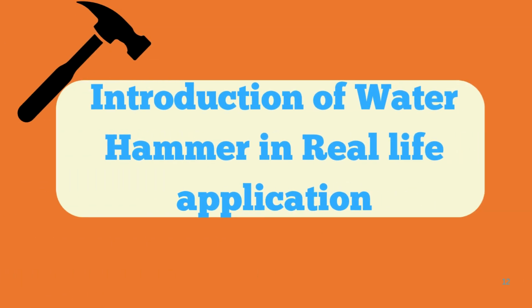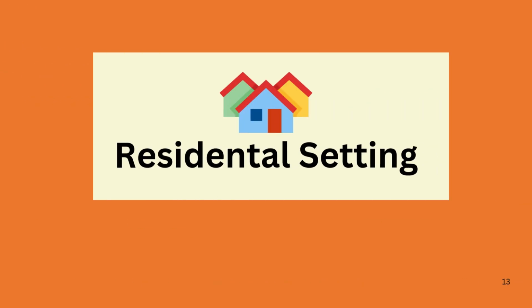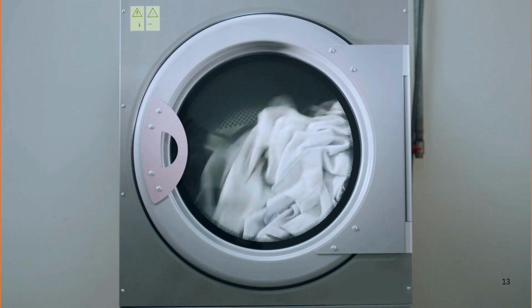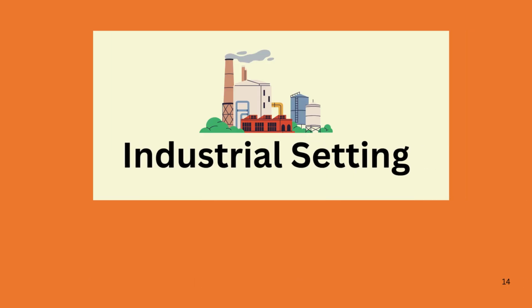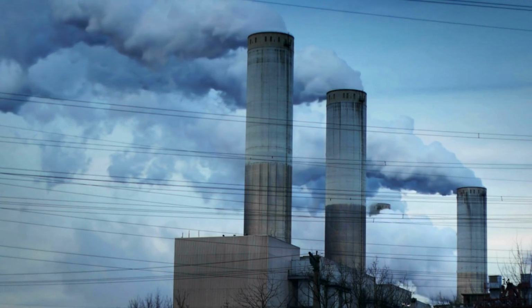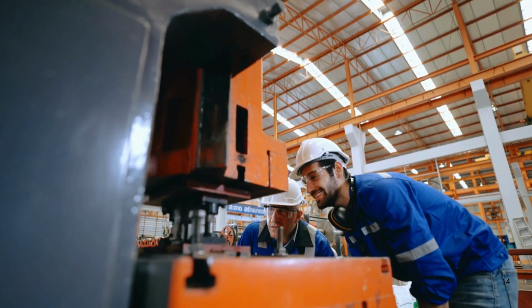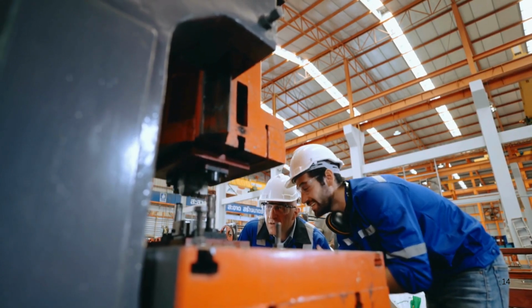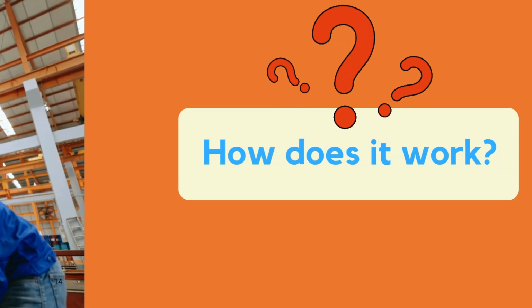Now let us learn about applications of water hammer in real life. In a residential setting, water hammer is often experienced in washing machines and faucets. In an industrial setting, such as in power plants and manufacturing units, water hammer can occur in large-scale piping systems where the high velocity and mass of flowing fluids can lead to significant hydraulic shocks when stopped abruptly.